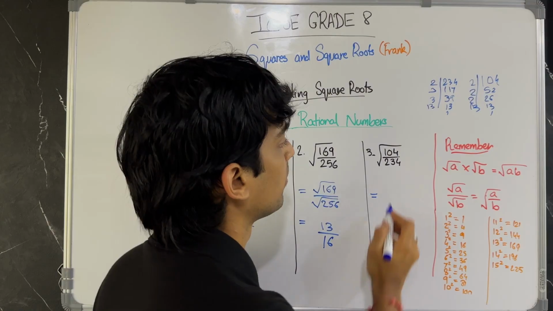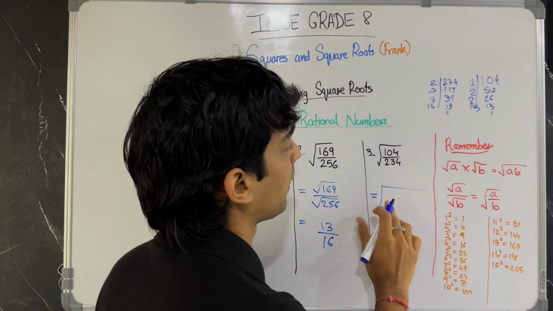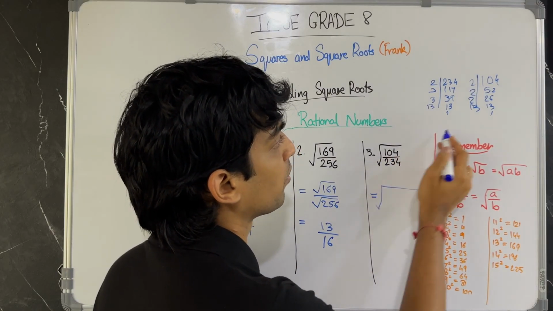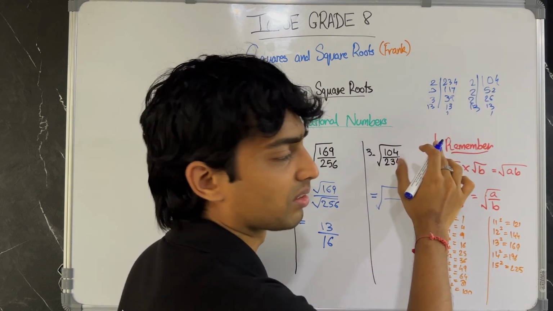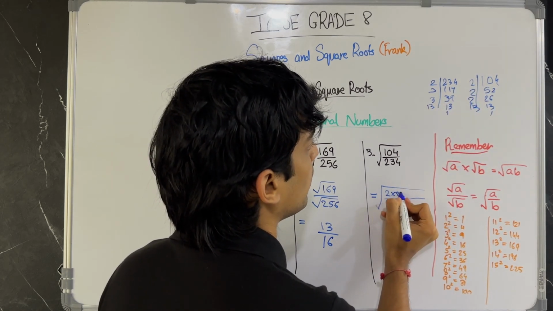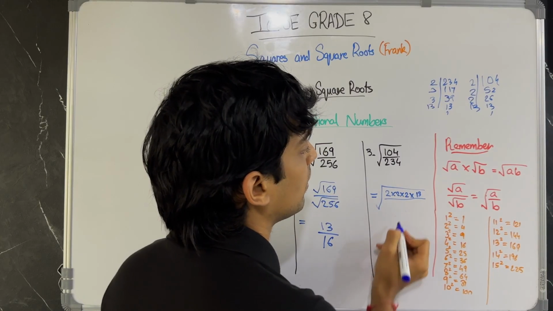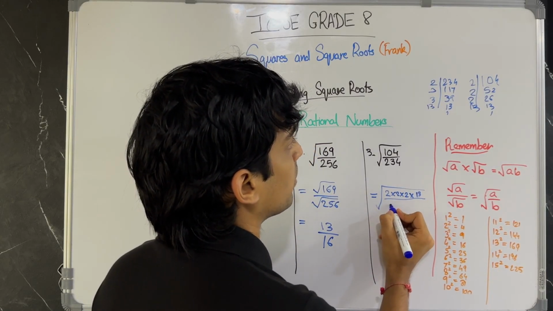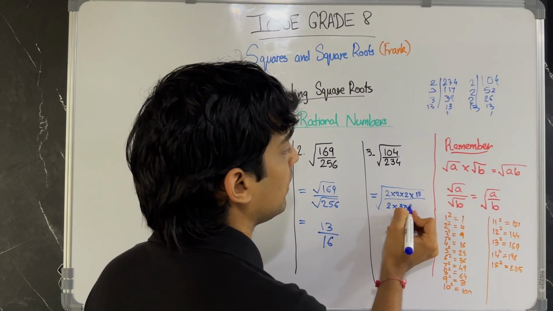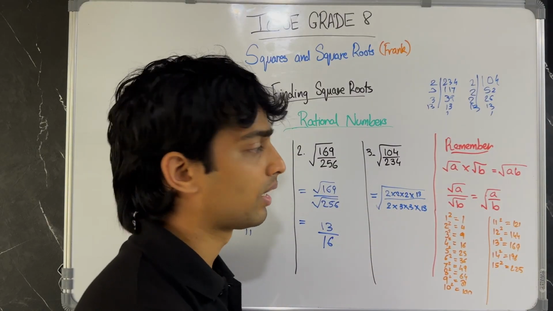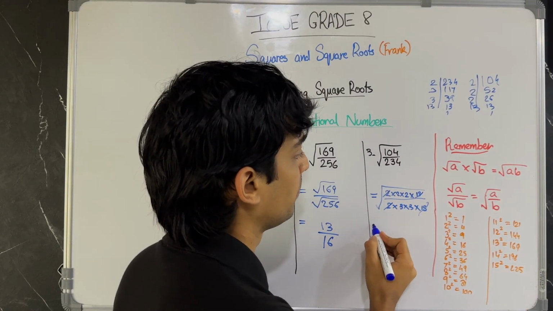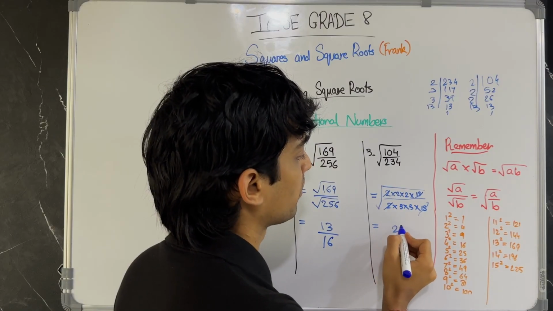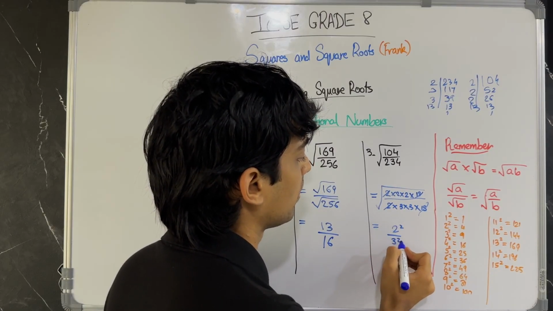Let's substitute. So the sign remains the same. Instead of 104, I'm just writing the product of these. We have broken down this big number into this part. So 2 into 2 into 2 into 13. And here 234 is 2 into 3 into 3 into 13. Now we can cancel this. Cancel the 2 and the 13. We get 2 square upon 3 square, the whole root.